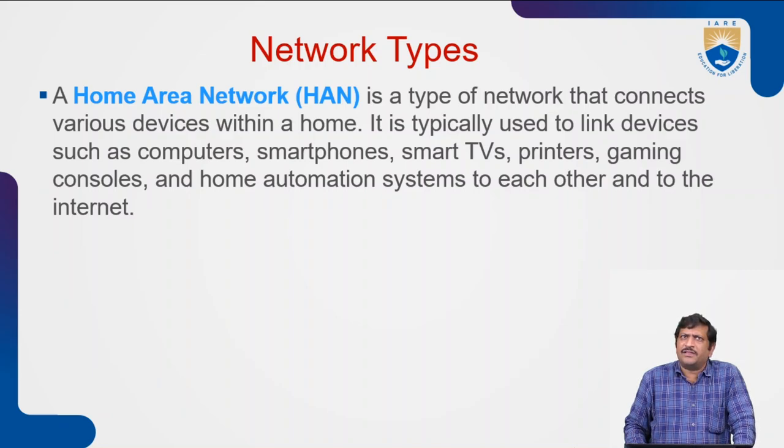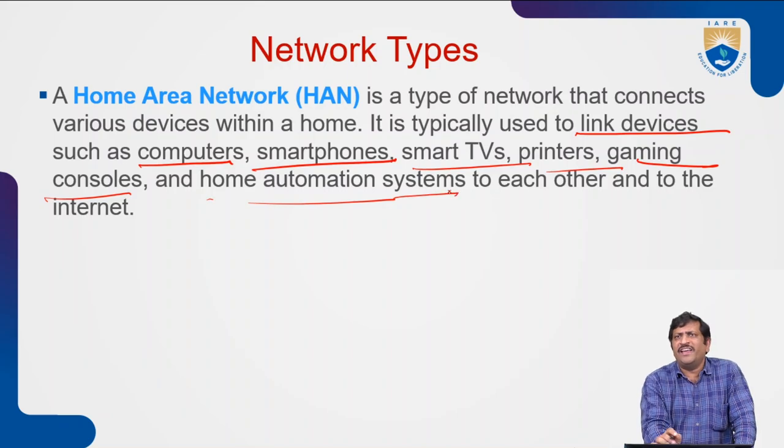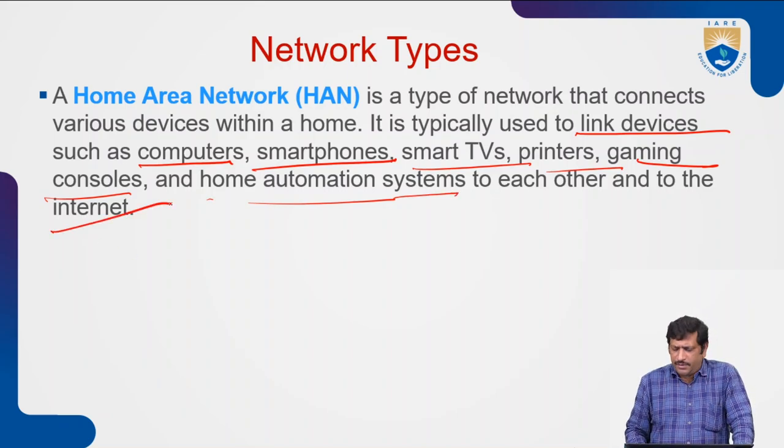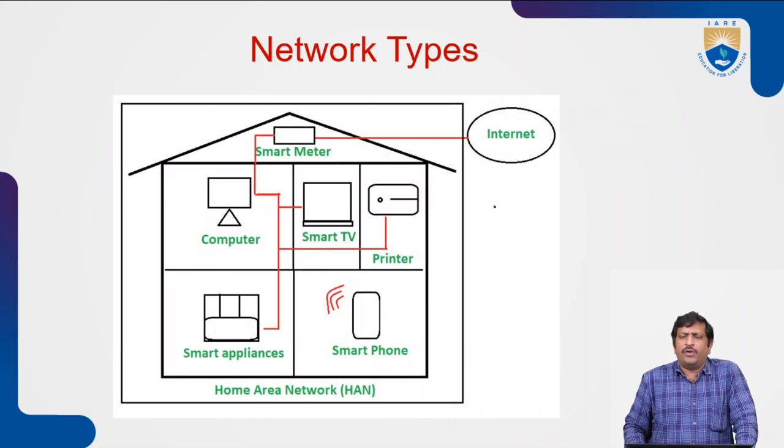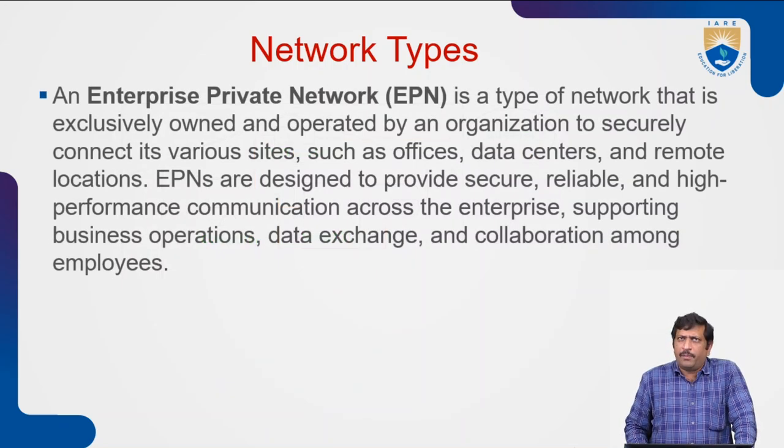A home area network is a type of network that connects various devices within a home, generally. With the help of link devices, computers, smartphones, smart TVs, printers, gaming consoles and home automation systems can be connected to each other and to the internet. So this is a home area network. Over it, smart phones, computers, smart TVs, printers and smart appliances can be interconnected and communicate effectively. That is a HAN.